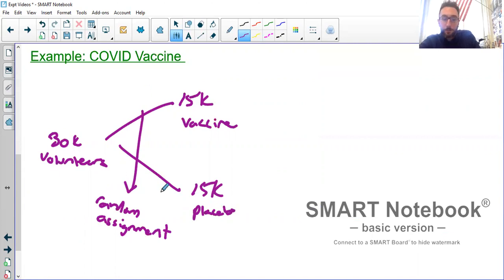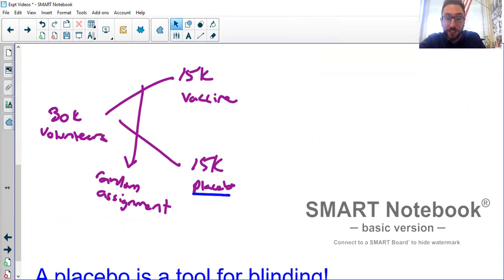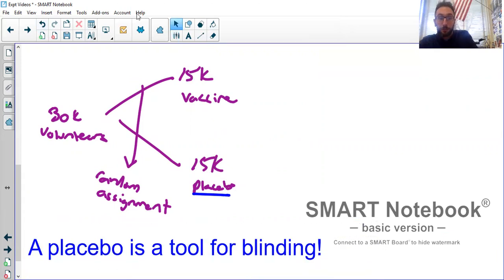Now, right off the bat, I want to blind these people. I don't want people to know if they got the vaccine or not. So I'm going to use, right, a placebo. A placebo is a tool for blinding. A placebo is just, right, a fake treatment. So one thing, a lot of times students want to say a placebo is used for control.